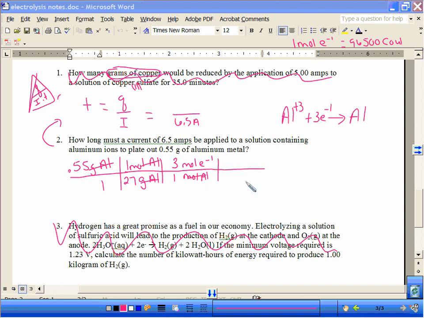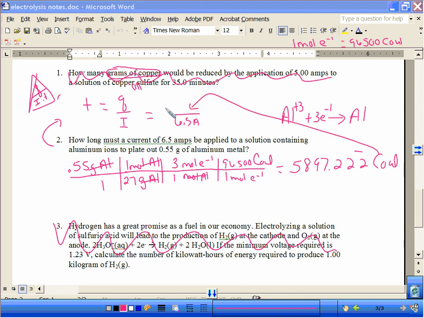Alright, I'm going to keep going because now for every 1 mole of electrons, there are 96,500 coulombs, which is what I was looking for. So I'm going to multiply 0.55 times 3 times 96,500 divided by 27. And you get 5,897.222 repeating coulombs. Well, this is going to go right up here because I'm looking for the charge, which is coulombs, divided by your amps.